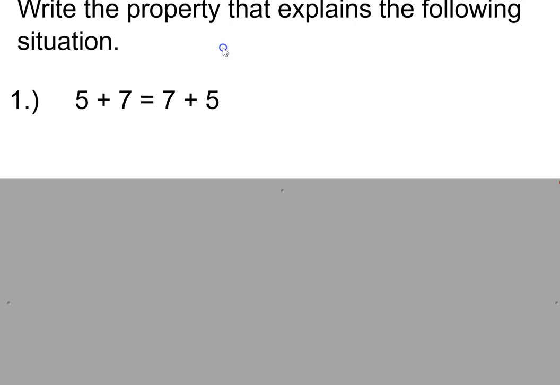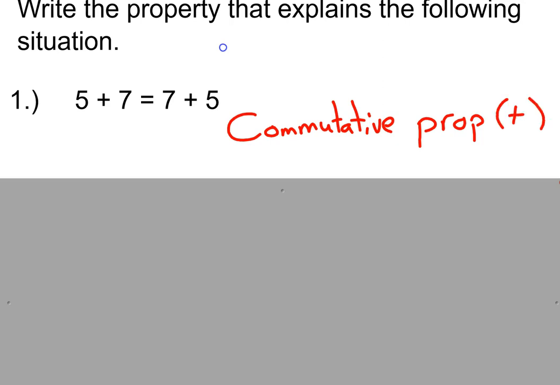Write the property that explains the following situation. This one is clearly the commutative property. When you're writing this, I would like you to make sure you explain the different type. If it's the additive, make sure you tell me it's the additive. If it's the multiplicative, tell me it's the multiplicative. So for this example, clearly it's the additive property because of the addition sign. This is the commutative property of addition. And if you want to just put a little plus in parentheses, that is fine by me.